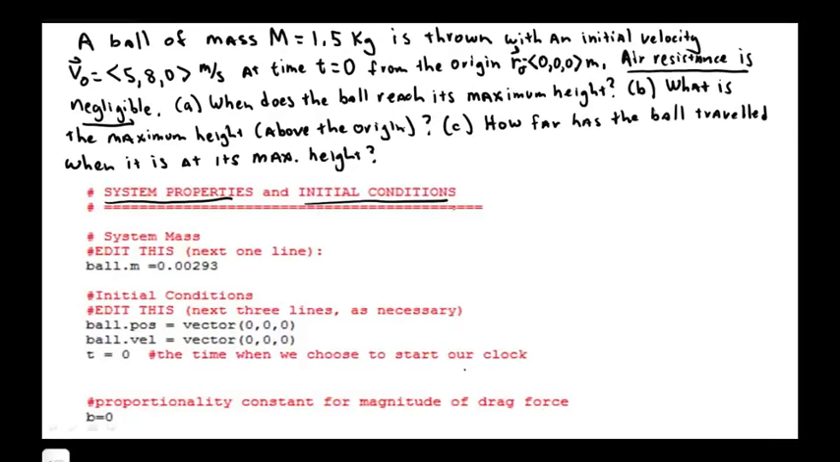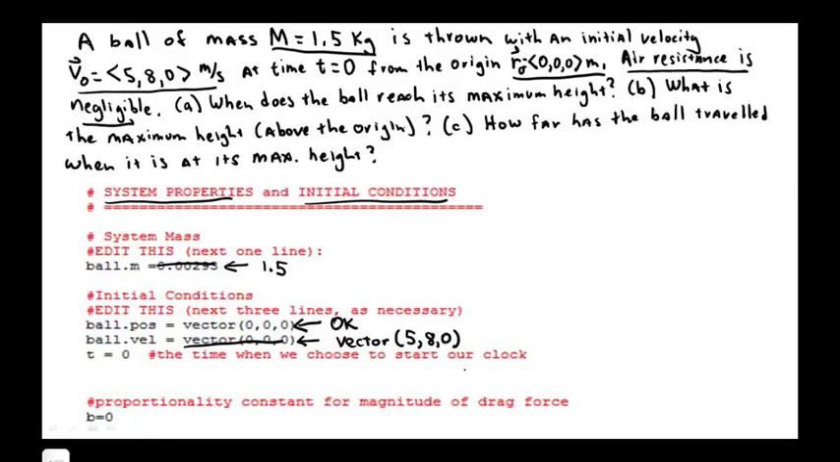Let's start with the system properties and initial conditions. Here we have a ball with mass 1.5 kilograms, so we need to put that in. Also, we need to specify where the object is when we start doing our predictions. Here the object starts from the origin, so that's already correctly specified in this code. Now recall for our falling object, the object started at rest. However, for the thrown object, we're told that when we start looking at the object it already has a non-zero velocity. That's an initial condition, so we have to put that in here.